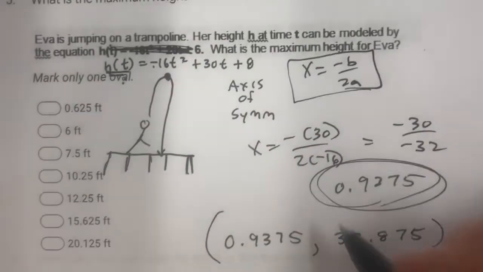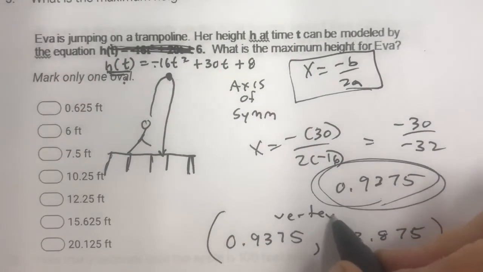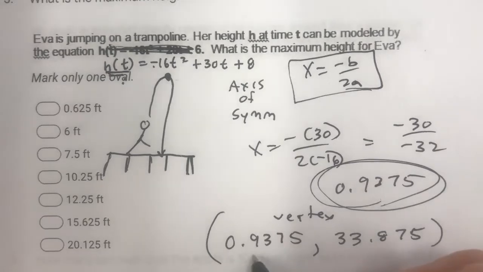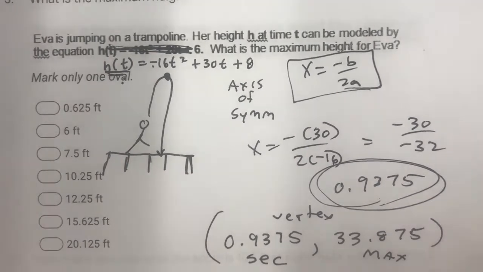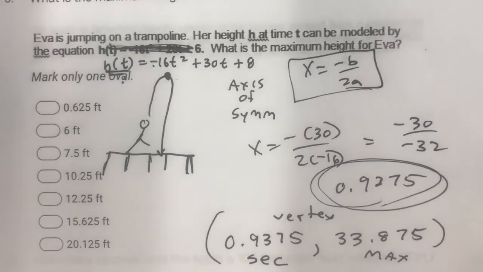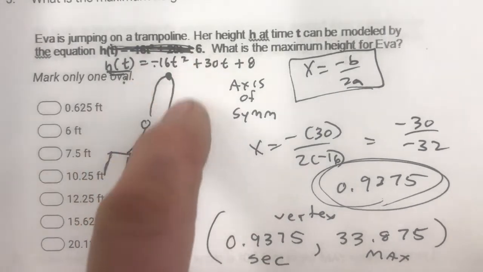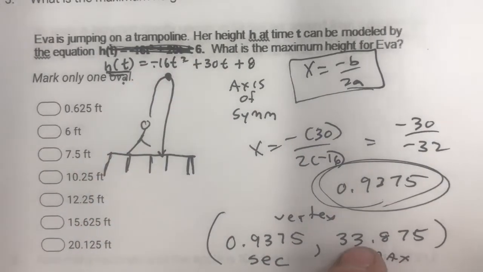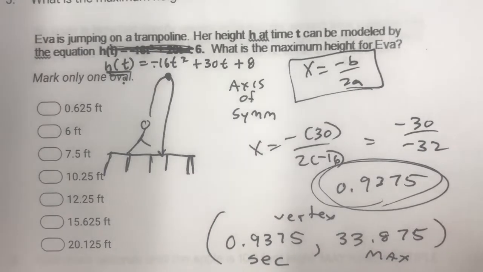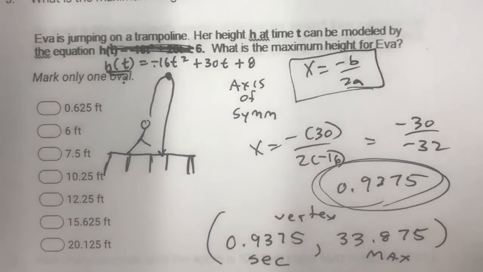Okay, this is my vertex. Which means in this many seconds, I'm going to get to this max height. So in just right under 1 whole second, Eva is going to get the maximum height jumping, which would be 33.875 feet. She's getting up there, man. Woo!